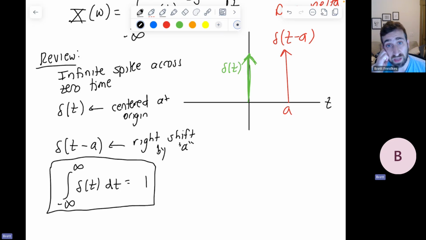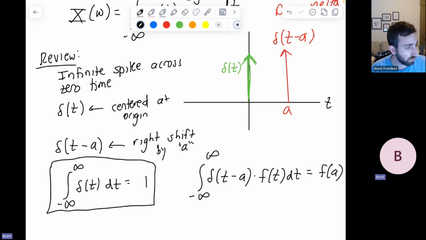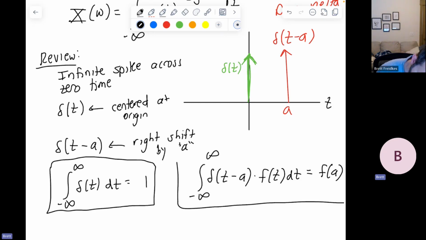An additional important thing about the Dirac-Delta function is that if I were to integrate the Dirac-Delta function, and I'll put it in the general case where it's a shifted one, and if I multiply that by any other function and integrate with respect to time, I end up getting the function evaluated at the location of the Dirac-Delta. Those are the two identities we need to do the Fourier transform of the Dirac-Delta.